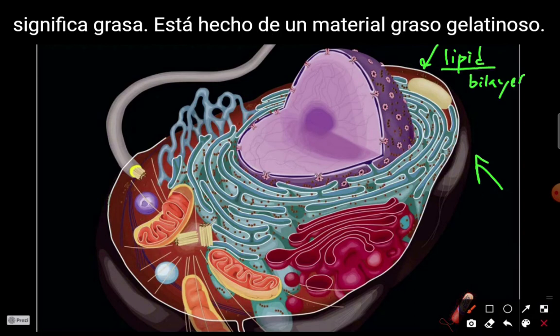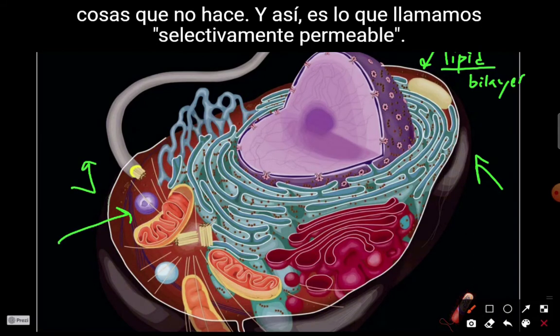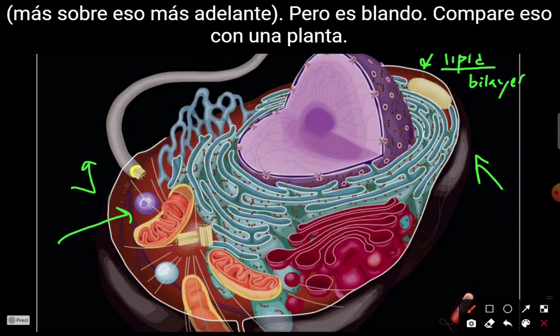And so lipid means fat. It is made of a gelatinous-like fatty material. It's a really cool membrane. It lets some stuff in, but some stuff it does not. And so it is what we call selectively permeable. More on that later.